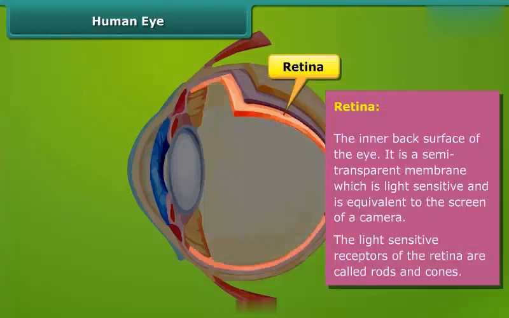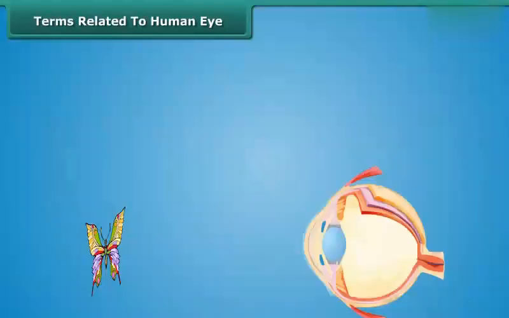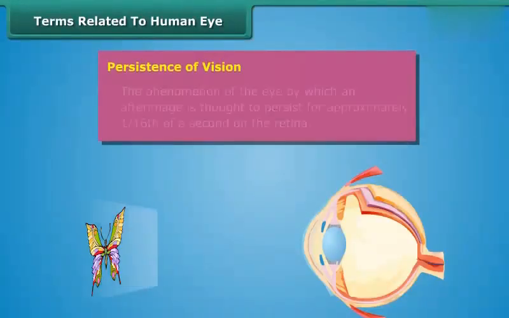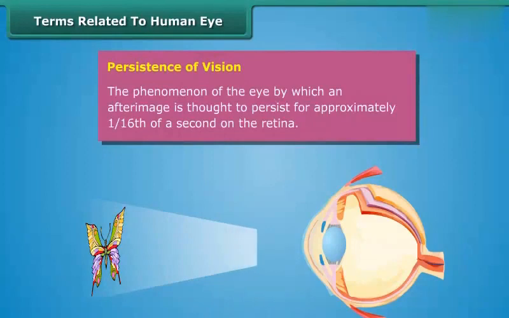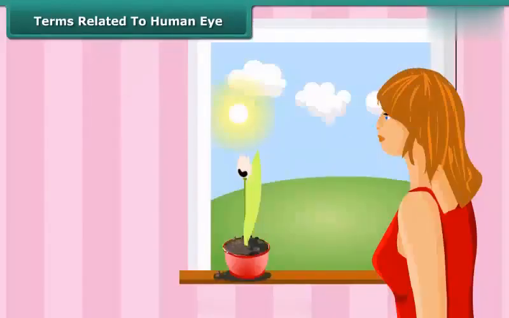Persistence of vision, the phenomenon of the eye by which an after-image is thought to persist for approximately 1/16th of a second on the retina.